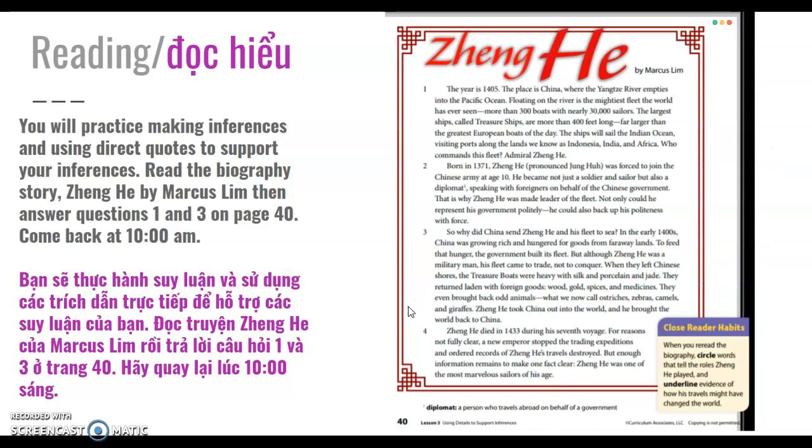Okay. Here's your task for today. You are going to go to page 40. You're going to read the article Xing He. This is a historical article, and it's going to be about discoveries and adventures. I want you to read it, and then I want you to answer questions 1 and 3 on page 41.